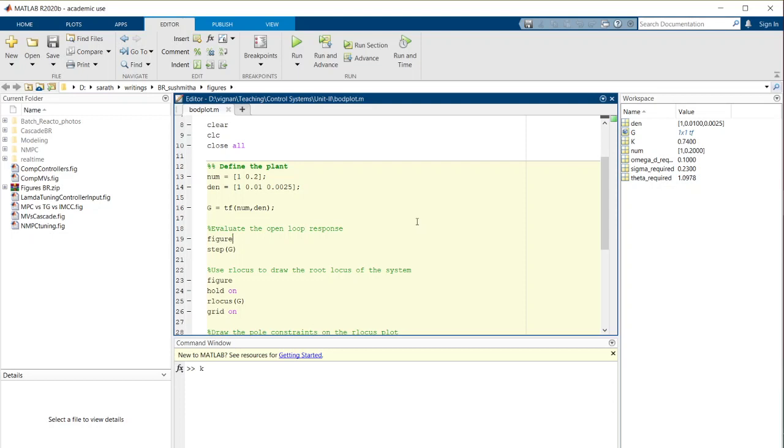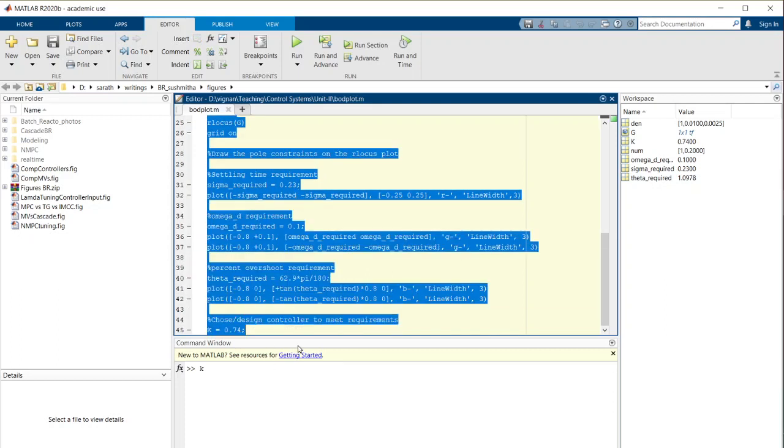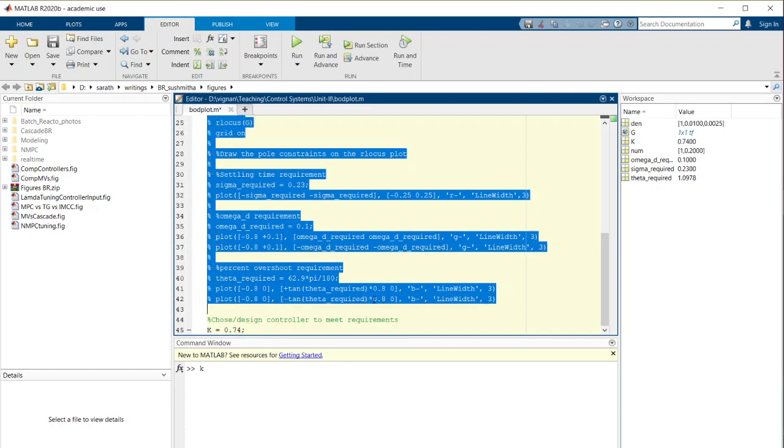So stepwise we'll go. I already wrote the equation, wrote the plant, everything. I wrote it and kept it ready. We'll go stepwise. Now, I'll just comment all these things.